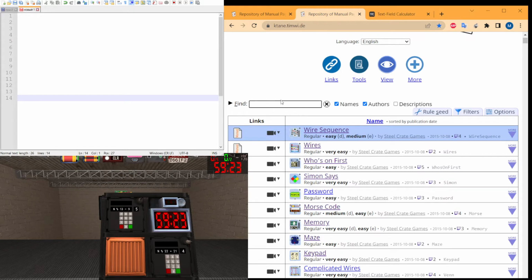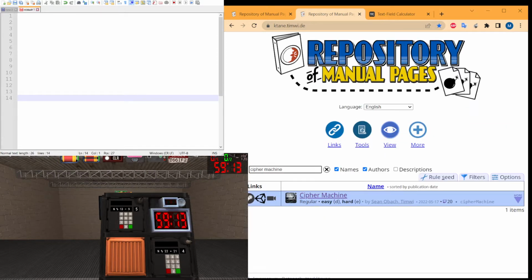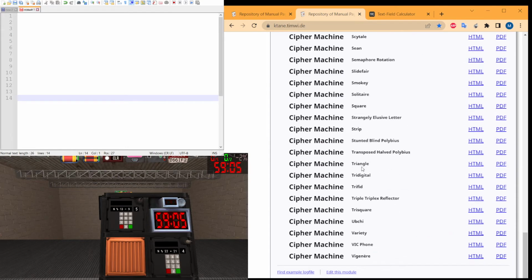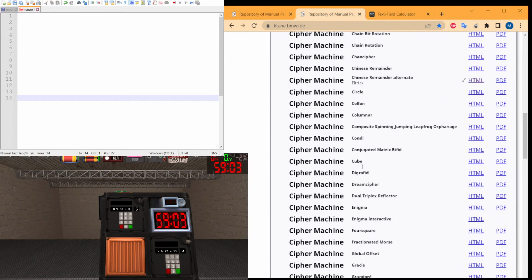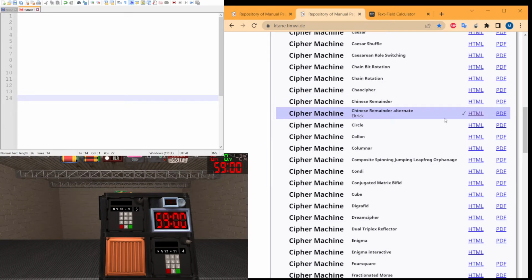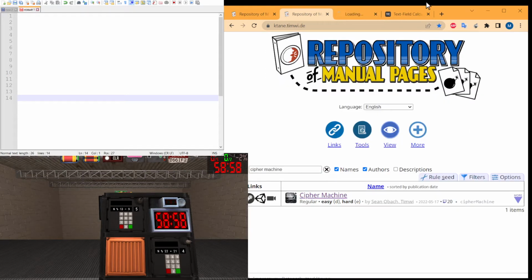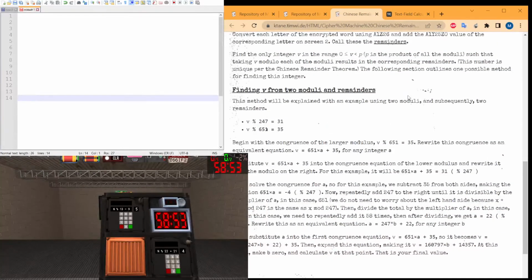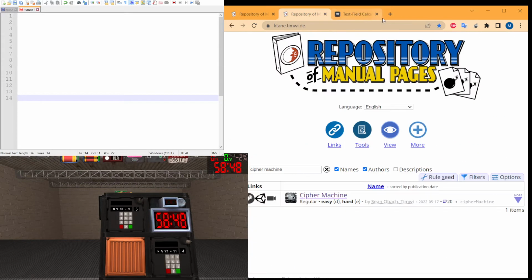There is a manual that explains how to do the algorithm. It's in Cipher Machines somewhere. Chinese Remainder Alternate by Eltrick, this manual. And it's this part, finding V from two moduli and remainders. It's for two equations only, but in our case there are more.